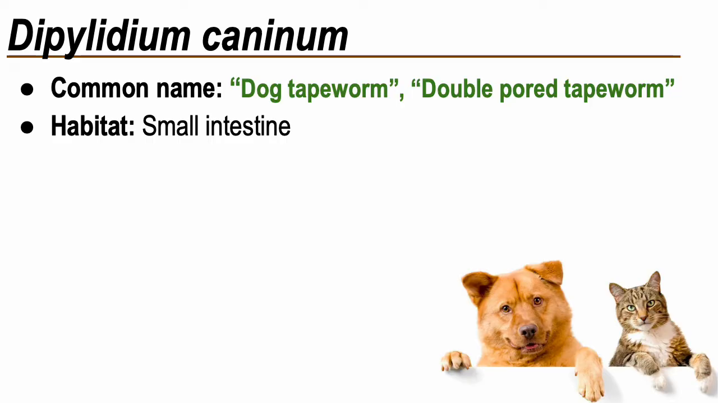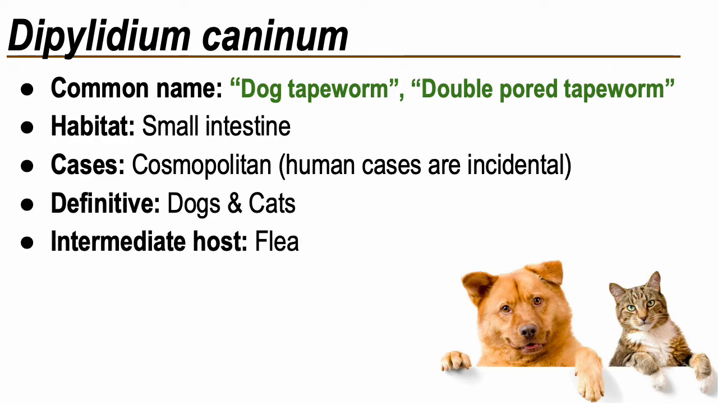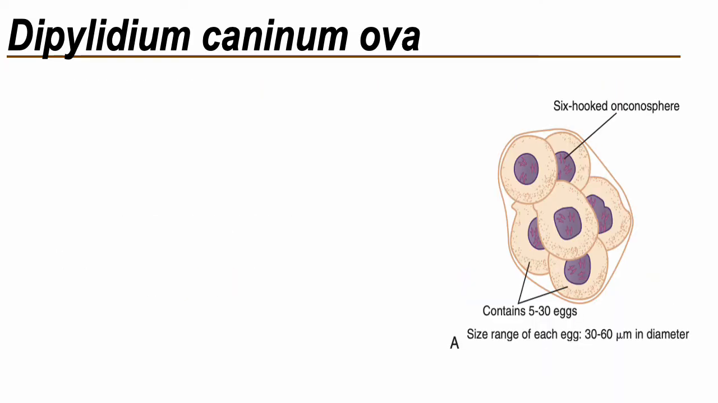So the adults of this parasite inhabit the small intestines of the definitive host, such as cats, dogs, and accidentally humans. So the cases are cosmopolitan as well, where dogs and cats are prevalent since these are domesticated animals. Definitive hosts, again, are dogs and cats, and the intermediate hosts of this parasite are fleas, such as cat flea, dog flea, and human flea. The pathology behind this parasite is what we call dipylidiasis, the accidental parasitism in humans. So now let's move on to the morphological stages of this parasite.